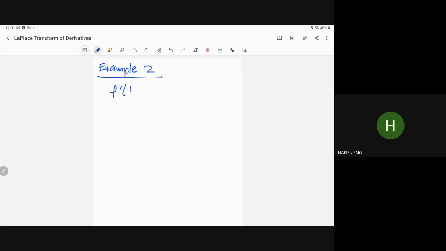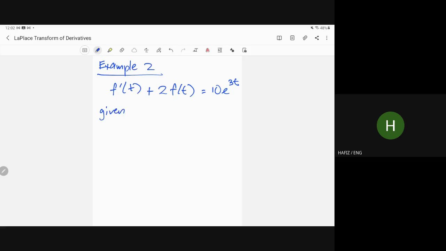So example 2 is f'(t) + 2f(t) = 10e^(3t), and then given f(0) is 6. Okay, so I'll check back with you in 10 minutes. Please try, yeah? Use both calculus and Laplace methods to solve.